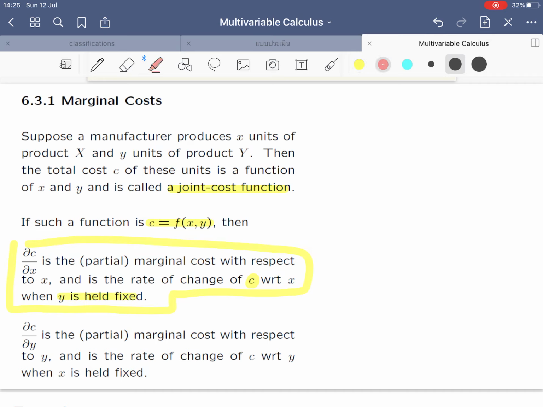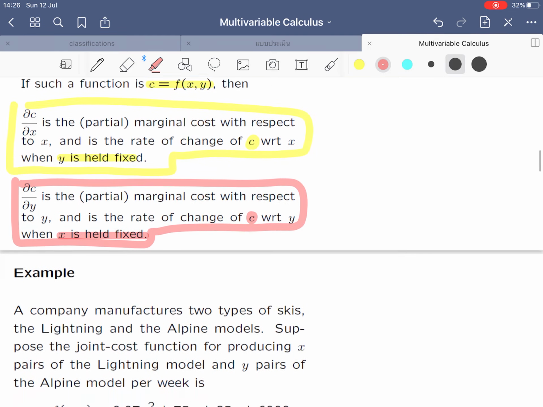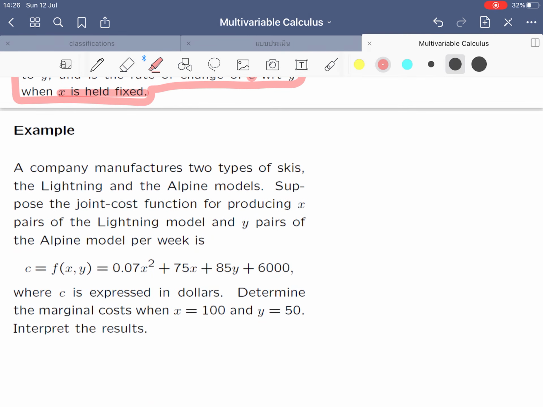On the other hand, if you find the derivative of the cost with respect to y, it is the marginal cost with respect to y, the rate of change of your cost C with respect to y when the variable x, or the value of x production, is fixed. So let us talk about this example.